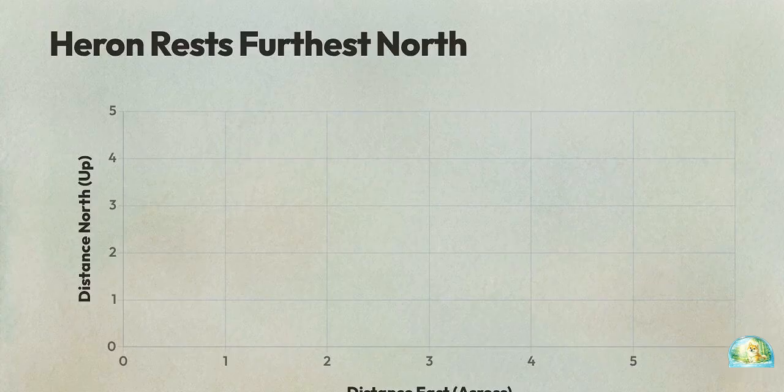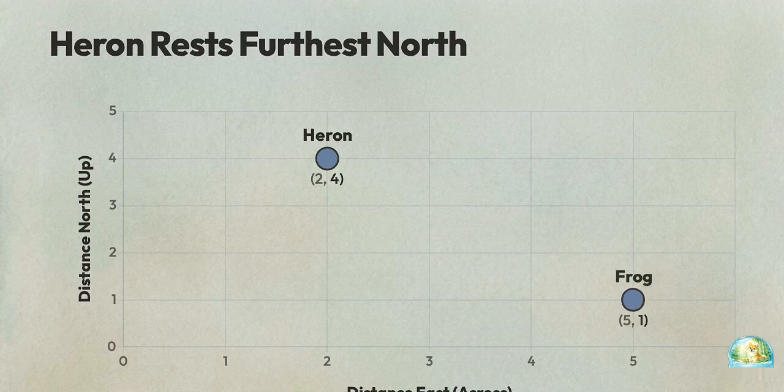This coordinate plane shows their exact positions. The heron sits at the coordinates 2, 4. The frog is far to the east at 5, 1, and the fox is mid-meadow at 4, 3. Looking at these numbers, we can solve a specific analytical problem. Which of these three animals is resting furthest north?